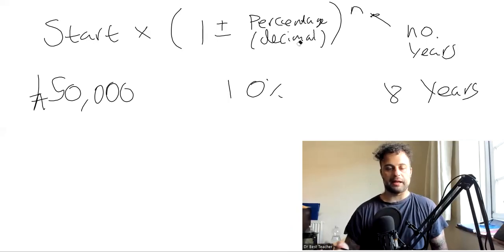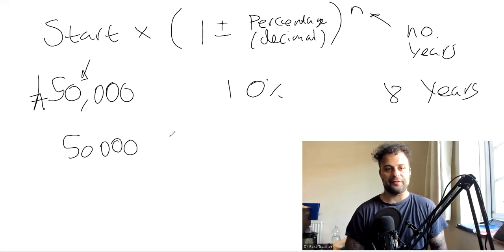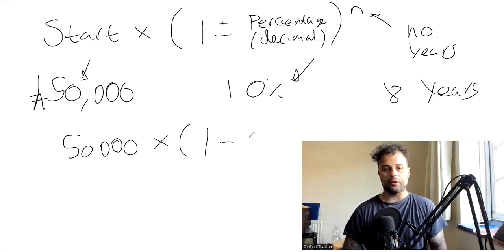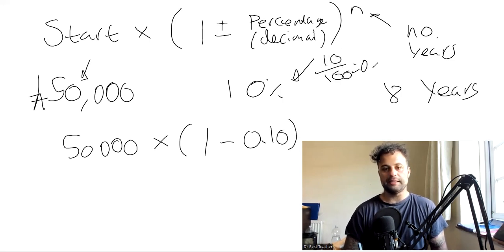Now let's do the flip side. Let's do it if I was decreasing instead of increasing. So my start value, let's say I bought a car, £50,000. So my start value is 50,000 times by 1. And let's say I'm going down by 10% each year. So instead of adding this time, I'm going to write minus. I'm going to write 0.10 because that is what 10% is as a decimal. Just divide it by 100. 0.10, and I've got it to the power of 8.